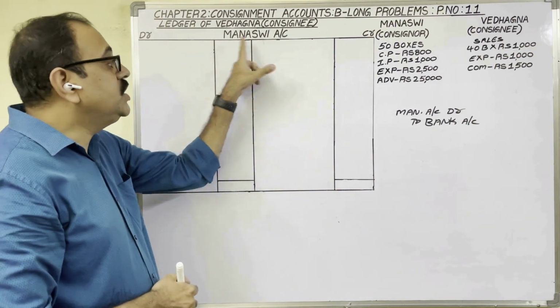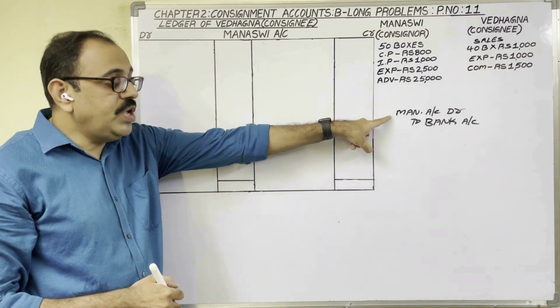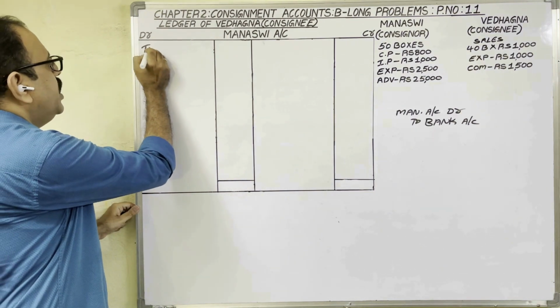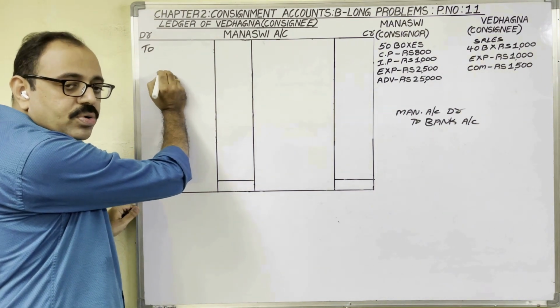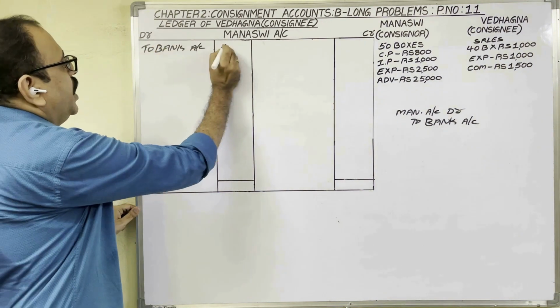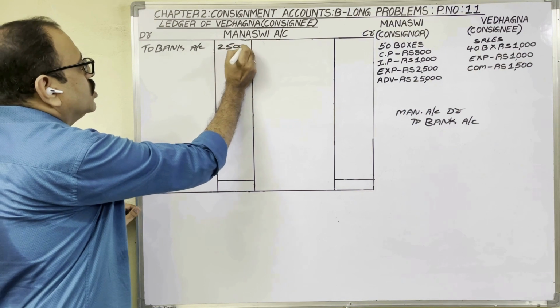We are preparing Manasvi account. As Manasvi account is debited, on debit side we should post. What to write in particulars column? Other account name, bank account. To bank account, advance amount 25,000 rupees.